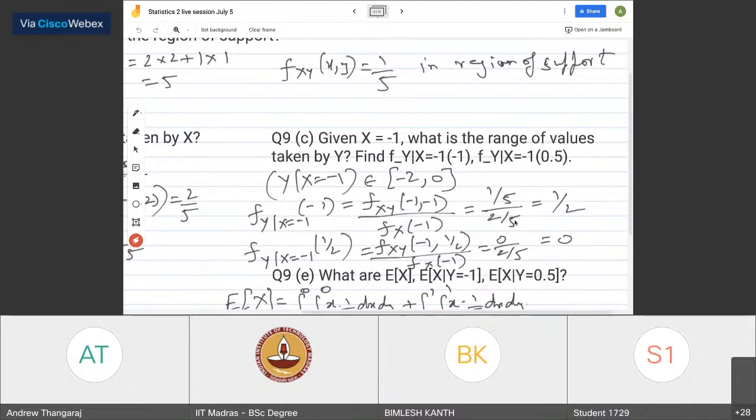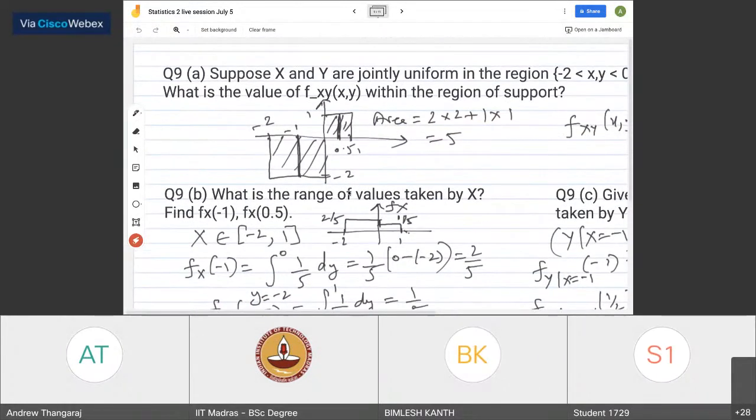So 1/5 divided by 2/5 will become 1/2. Okay, it's 0.5. How do you quickly get to 0.5? You know how I quickly get to 0.5? This is what I do.